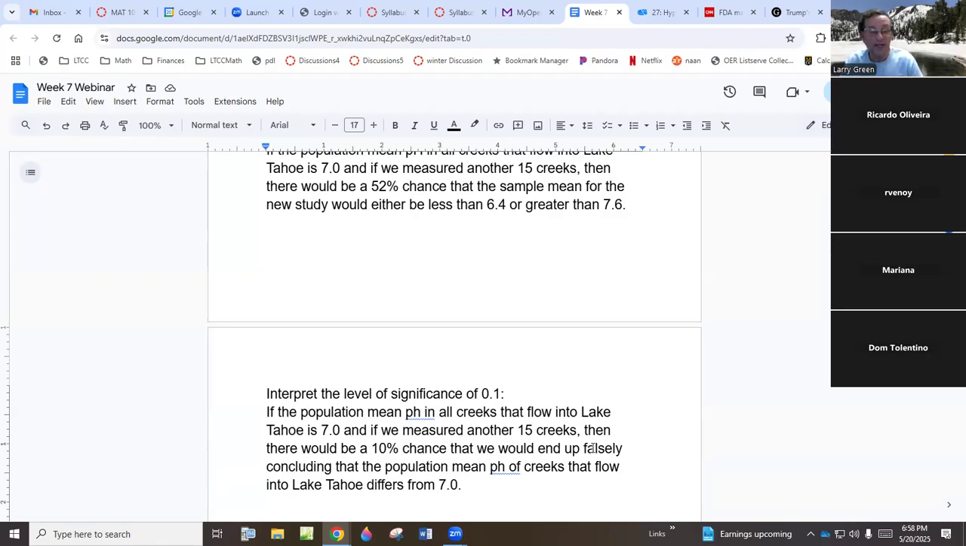Any questions at all on this example? Okay, ready for another example? Okay, this is all about examples.